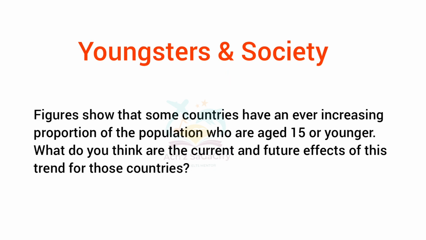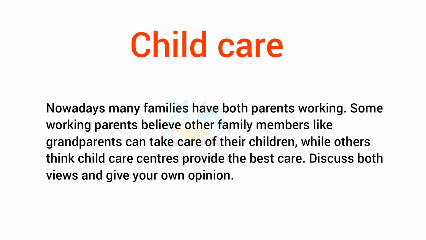Next one, youngsters and society. Figures show that some countries have an ever increasing proportion of the population who are aged 15 and younger. What do you think are the current and future effects of this trend? For those countries, direct question, you need to mention the current and future effects. Next one, under childcare. Nowadays, many families have both parents working.